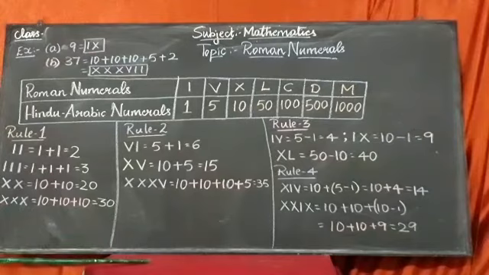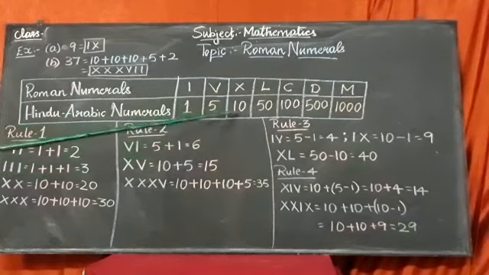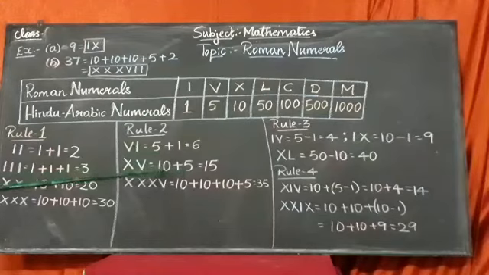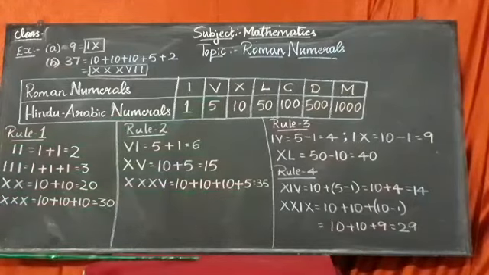Rule number 2: a smaller numeral written to the right of the greater numeral means addition. See here, V and I. What is V in Hindu-Arabic number? It is 5. I is 1 here. So 5 plus 1 gives you 6. X is 10, V is 5. So 10 plus 5 gives you 15. Here X represents 10, so 10 plus 10 plus 10 plus V represents 5. So we get 35.